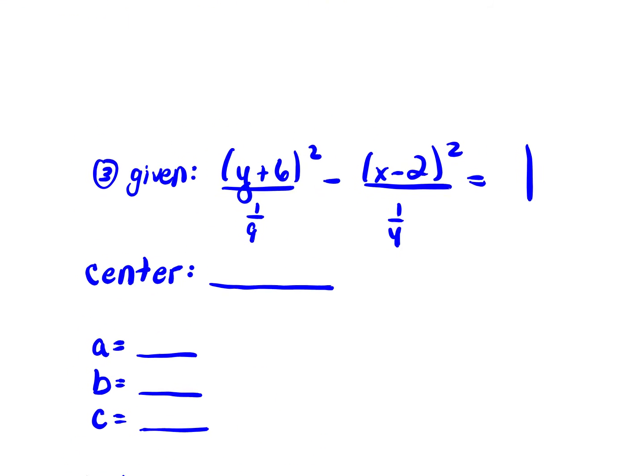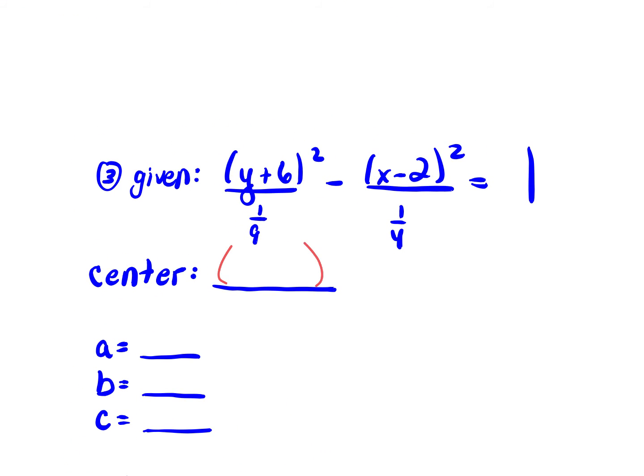So what's my center? 2, -6, perfect. What's my a? Awesome, because this is a squared, so a would be 1/3. What's my b? 1/2. And then to find my c, I have to do a squared plus b squared equals c squared, so 1/9 plus 1/4 is equal to c squared.